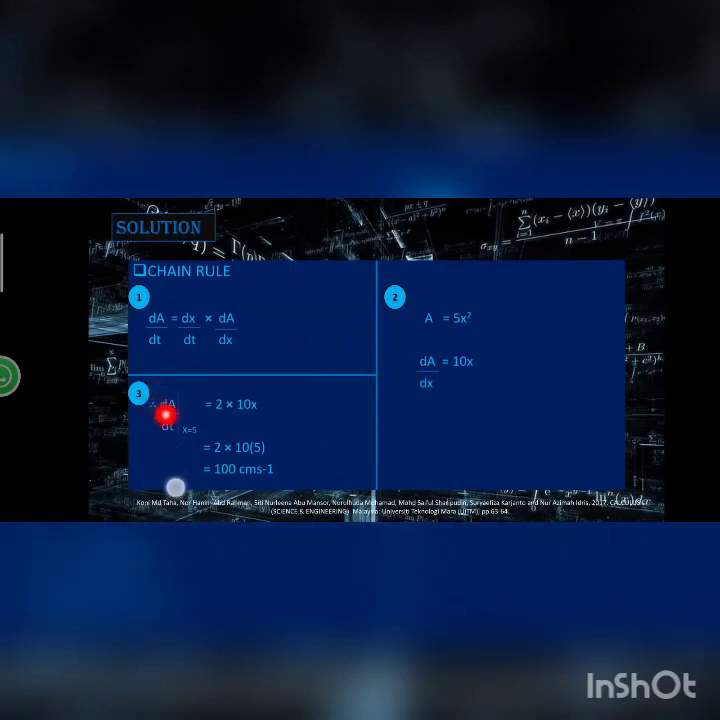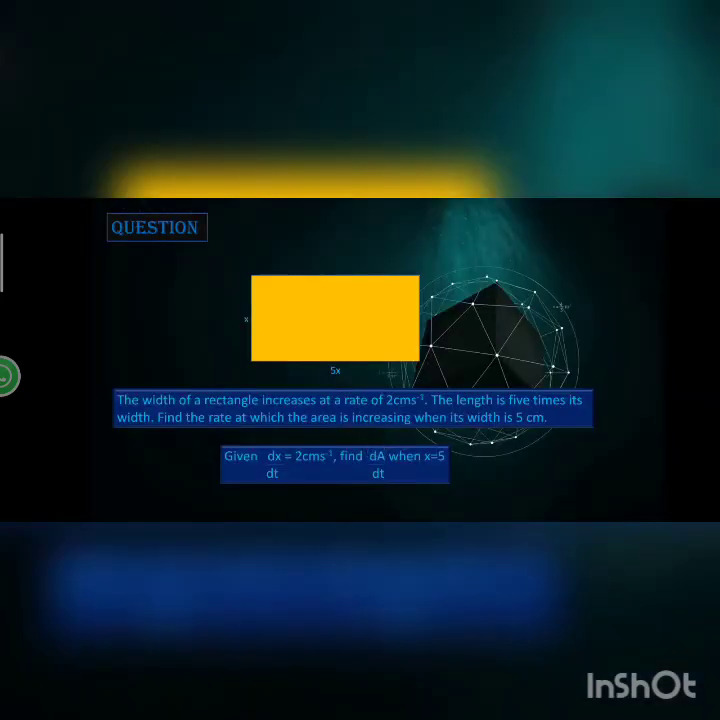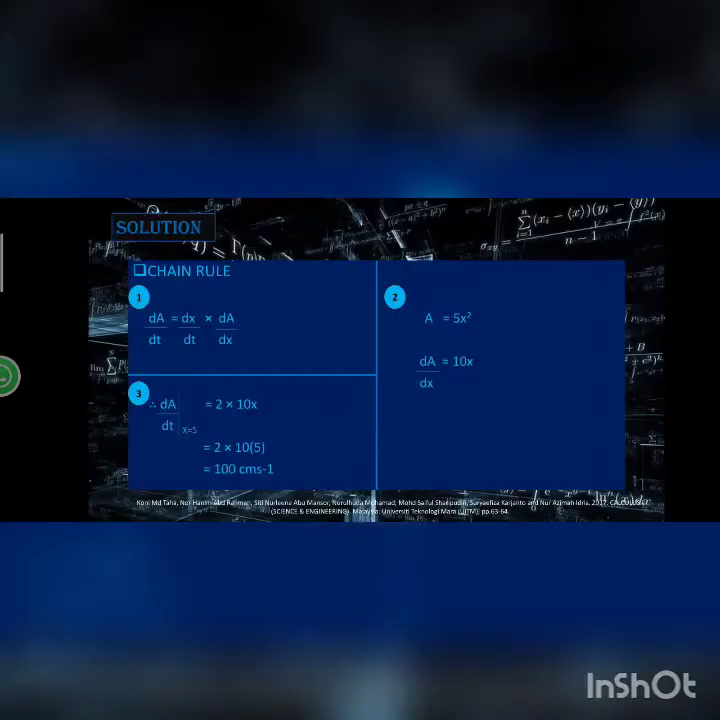Then finally we have to find dA over dt. So we have to substitute dx over dt with 2 and dA over dx with 10x. Then we have to substitute x with 5 because the question said find dA over dt when x equals 5. So now we have to solve the problem. 2 times 10 times 5. So the answer is 100 cm per second.